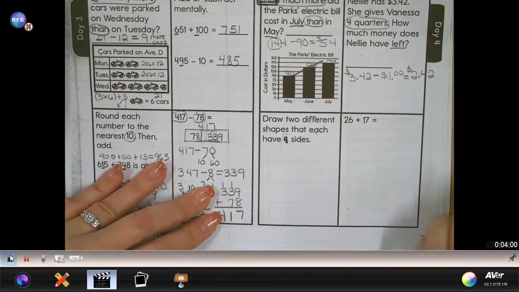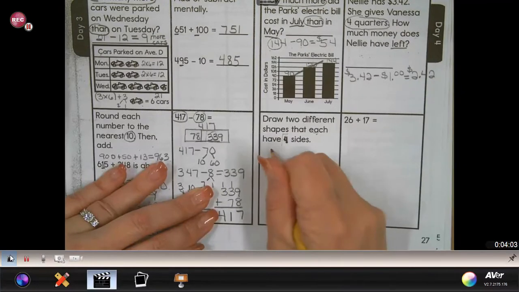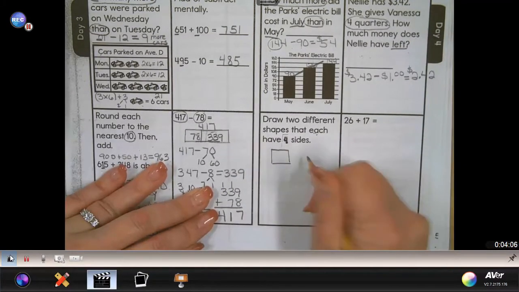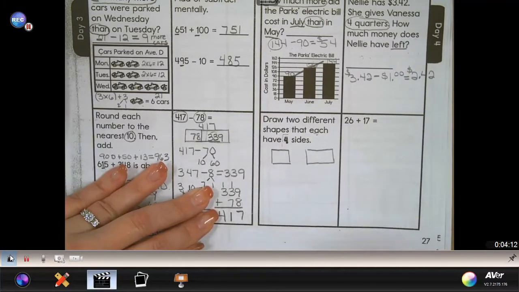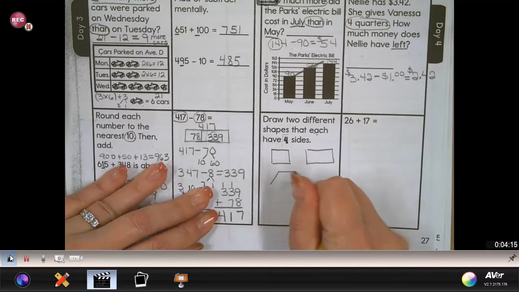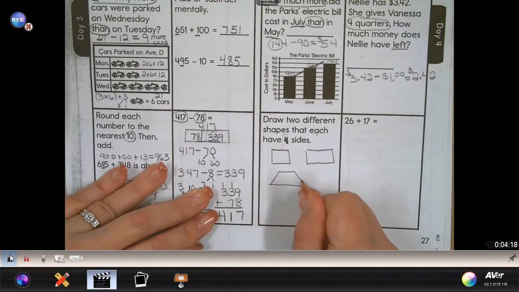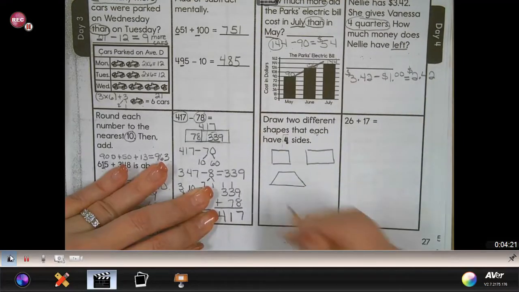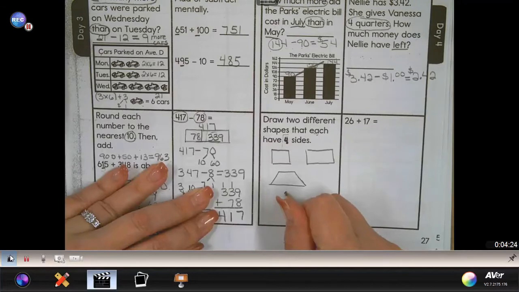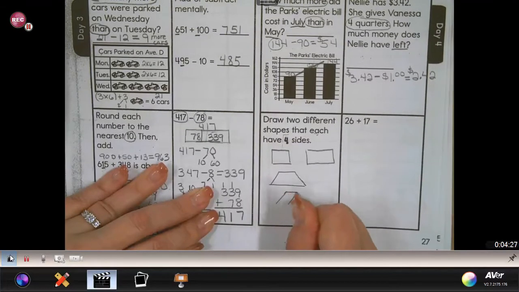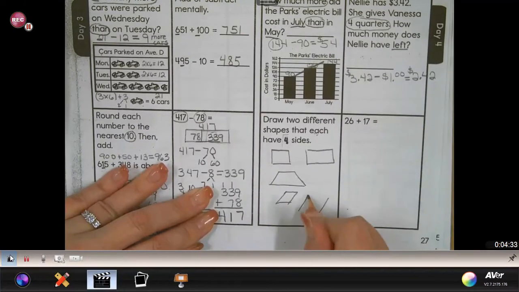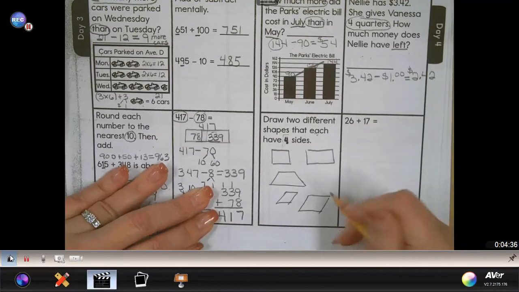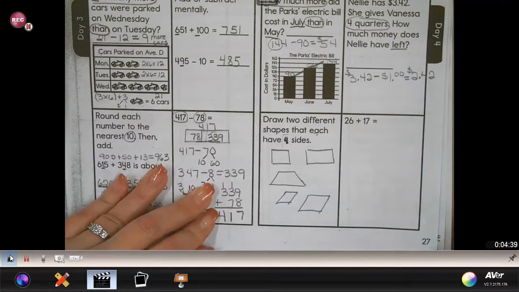Draw 2 different shapes that each have 4 sides. You could draw a square. You could draw a rectangle because that is considered a quadrilateral. You could also draw a trapezoid. That's another one of those 4-sided figures. You may draw a rhombus, which is a shape that does not have 90-degree angles, or you could also draw a parallelogram. So those are some different options that you can draw using 4 sides.